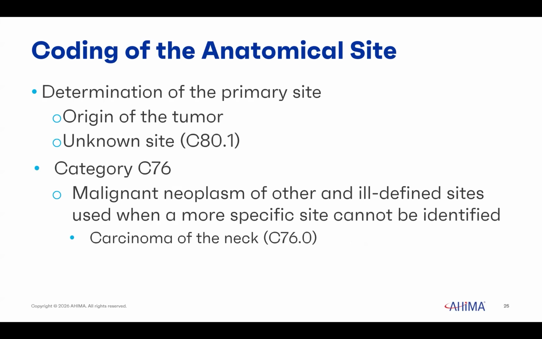And then sometimes we don't have a primary site determined, believe it or not. All right. So if it's an unknown site, it's C80.1. We also have category C76. These are malignant neoplasms of other and ill-defined sites when a more specific site cannot be identified.